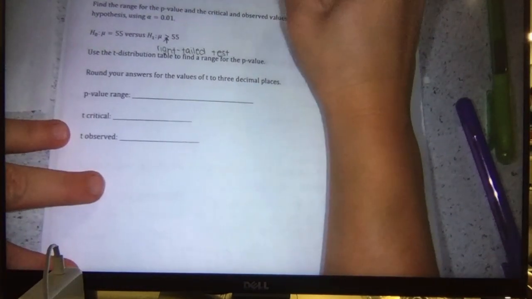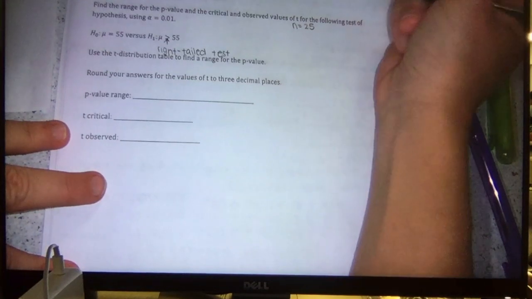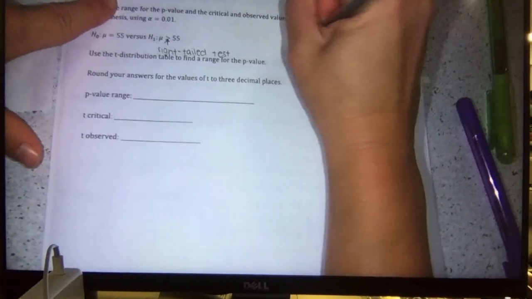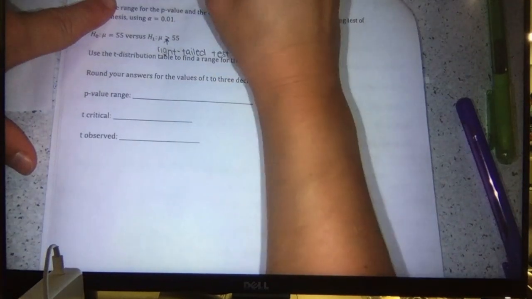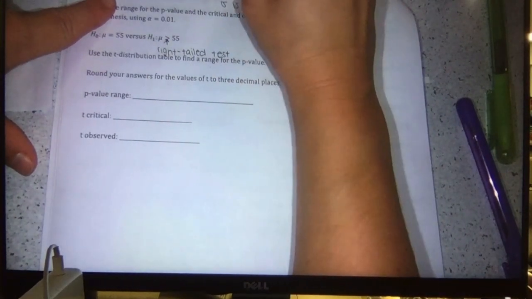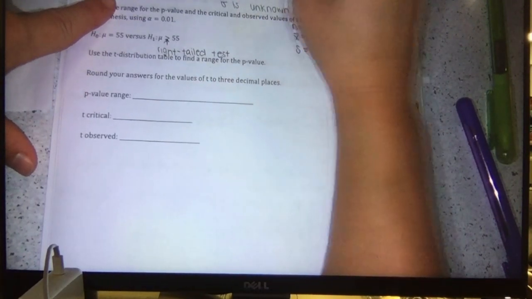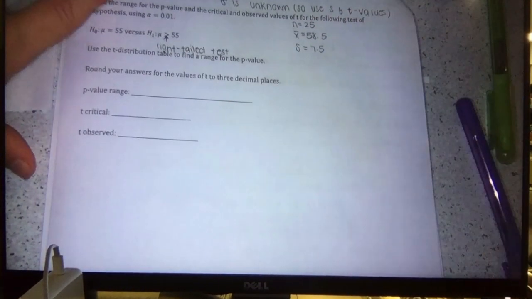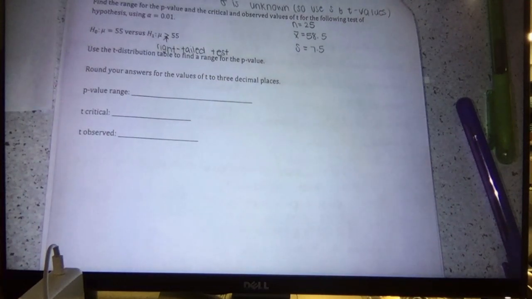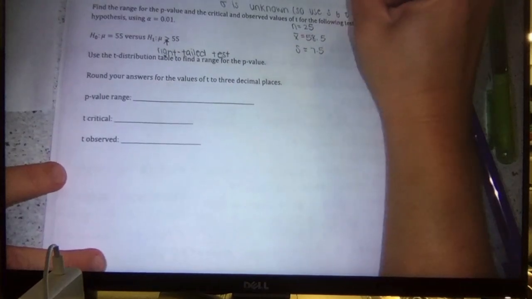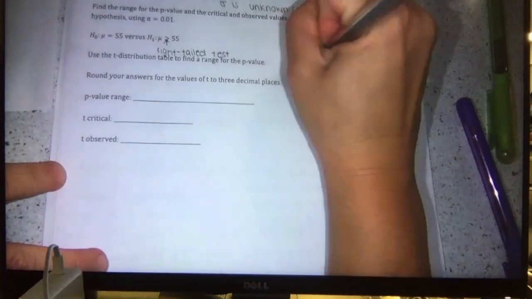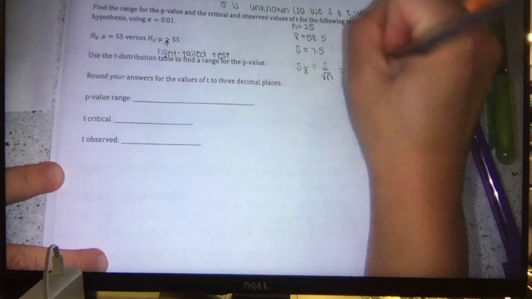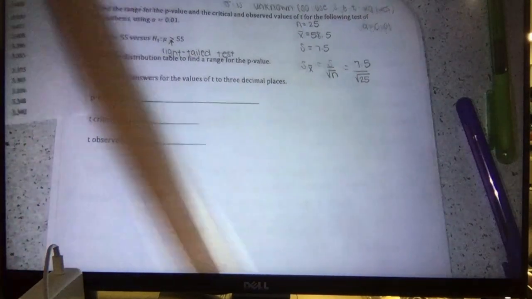All right, so let's write down what we know. We know n is 25. We know our sample mean is 58.5. We know our sample standard deviation, which is S, is 7.5. So again, our population standard deviation is unknown, so we're going to use S and t values, meaning we're not going to use Z. Our alpha is 0.01. Our sampling standard deviation is going to be S over the square root of n. Same thing over and over. So 7.5 divided by the square root of 25.